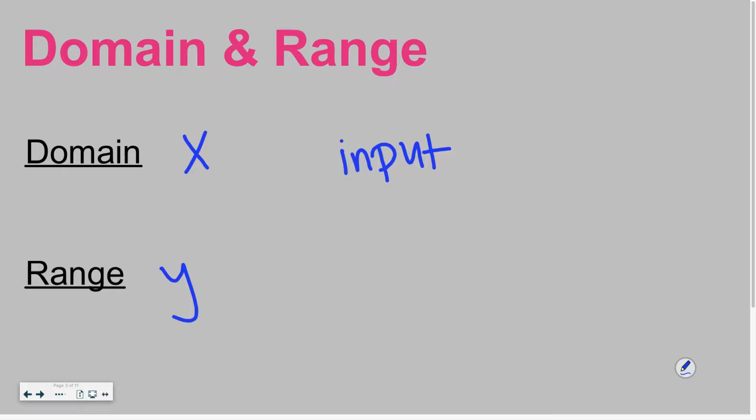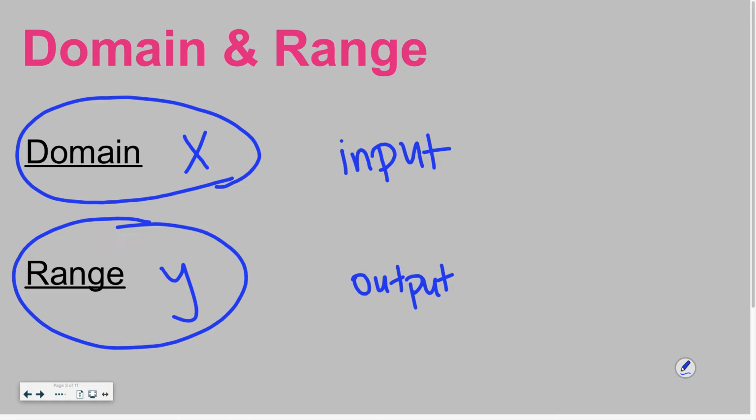Okay. Sometimes we describe the domain as the input, which that's what we're doing with the X, right? We're inputting X into the Y. Okay, so if we describe X as input, what would we describe Y as? Output. Okay. But if you remember that the domain are the X's and the range are the Y's, you're going to be good to go.